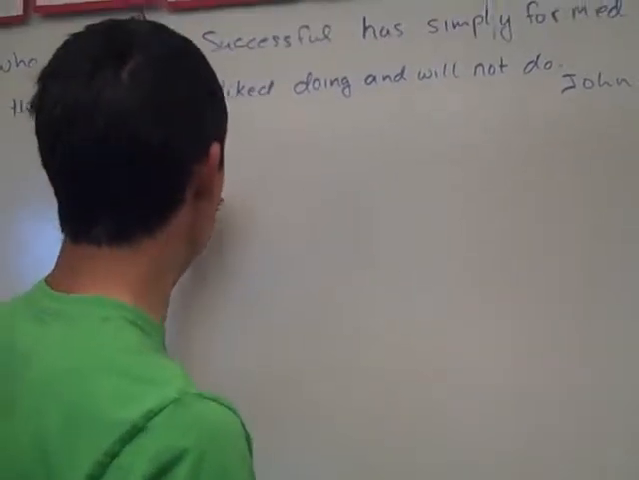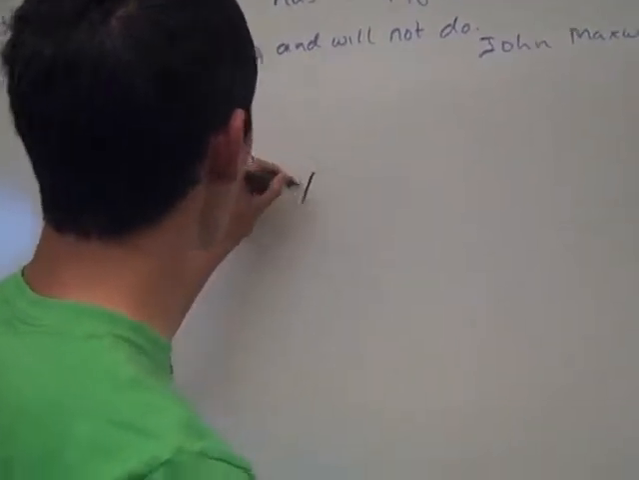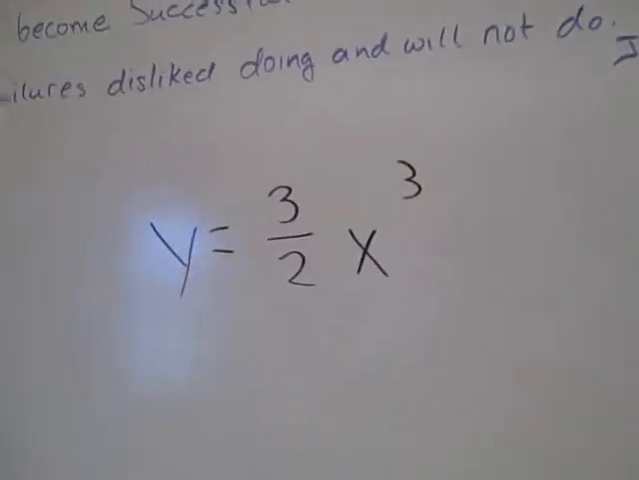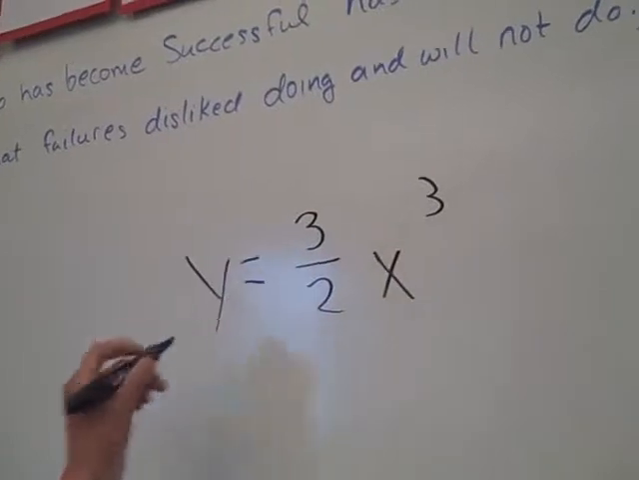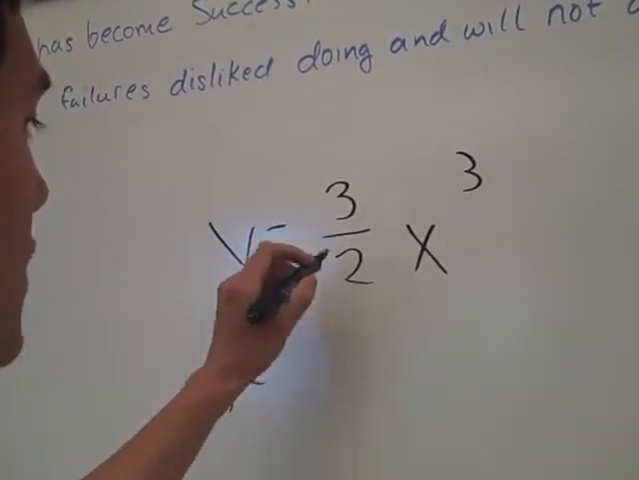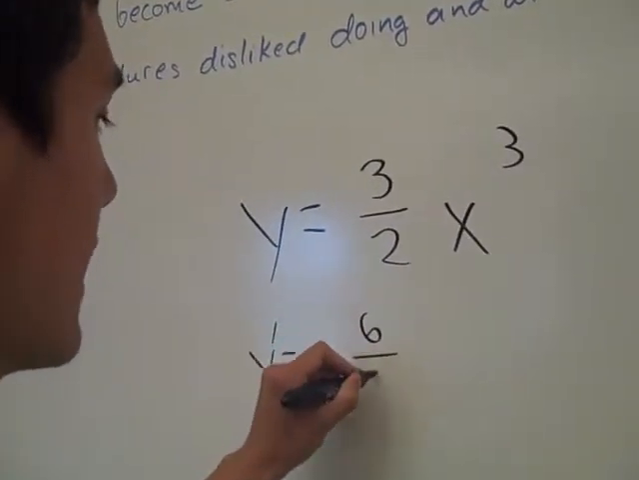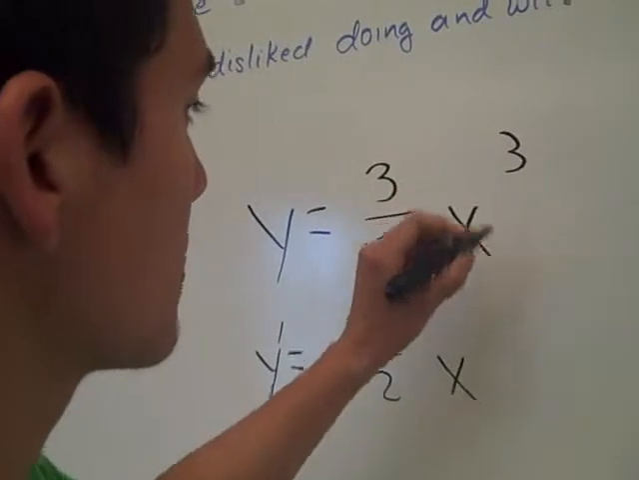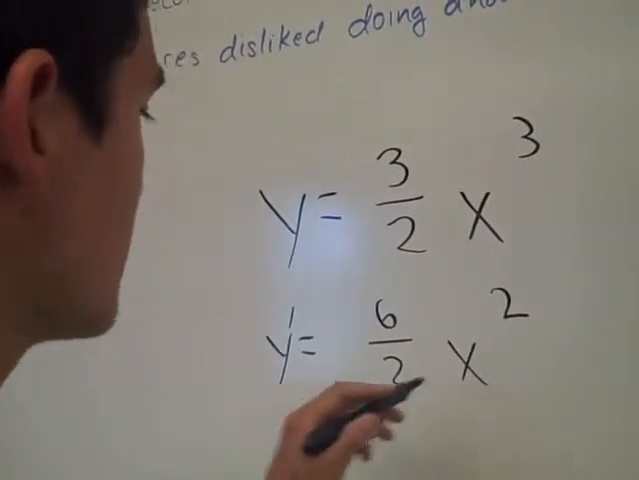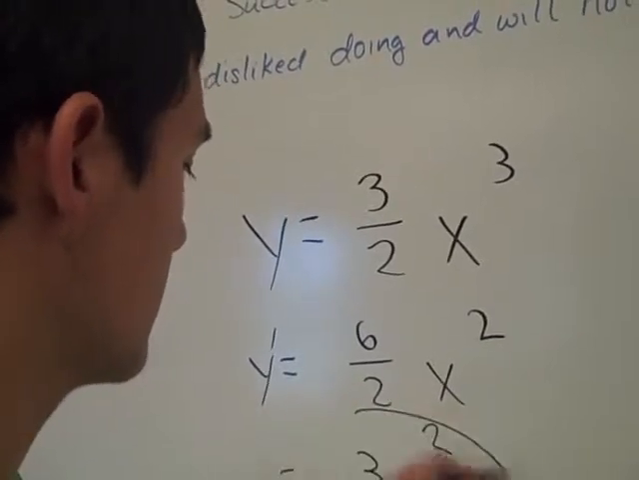Okay. So we'll add in a fraction. So we'll have 3/2 x to the third. And so to find the derivative, you take the 3 and multiply it. And so that's 6/2 x, and then you subtract 1 from the exponent. So it's 6/2 x squared. And you can simplify it, so it's 3x squared. That's the answer.